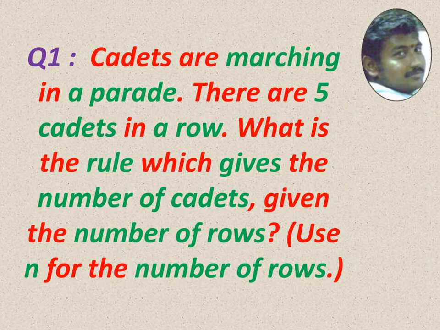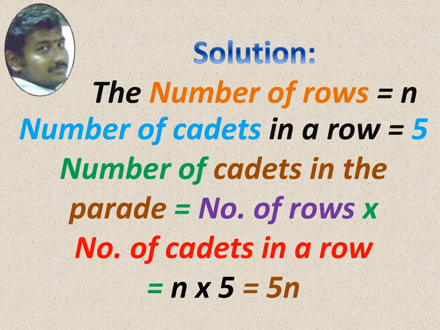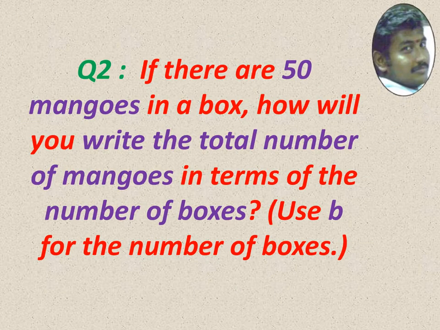Okay, cadets are marching in a parade. There are 5 cadets in a row. What is the rule which gives the number of cadets given the number of rows? Use n for number of rows. Solution. The number of rows is equal to n. Number of cadets in a row is equal to 5. Number of cadets in the parade is equal to number of rows into number of cadets in a row, which is equal to n into 5, that is 5n. So by using variable n, and the number of persons in a row, we get 5n.